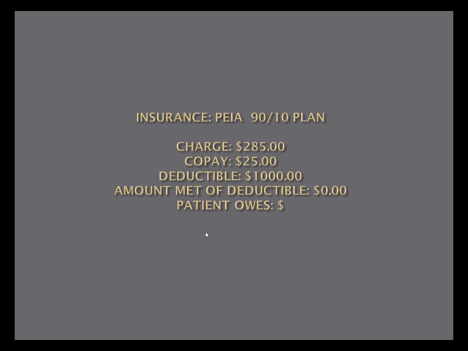Our second example that I'm going to show you gives us our charge of $285, a copay of $25, a deductible at $1,000, and the amount met of the deductible, which was zero, and what the patient owes is what we're going to figure out. The insurance plan is a 90/10 plan.